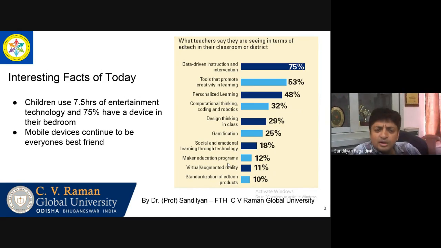We see now, when we talk to teachers, what they are seeing in the classroom or in their areas. Data driven instruction is 75%. The tools which promote creativity in learning are being used more than 53%. Personalized learning is 48%. So the chart shows a lot of interesting facts. In an indirect way, it is showing how dependent we are on these gadgets and technology.